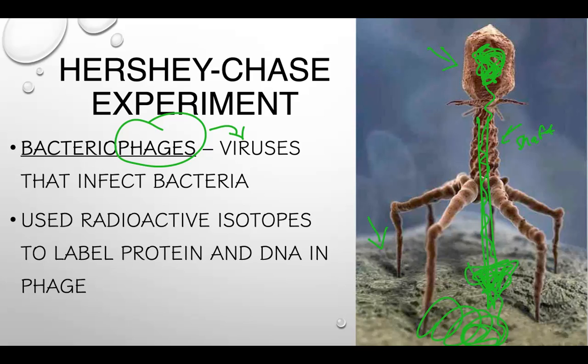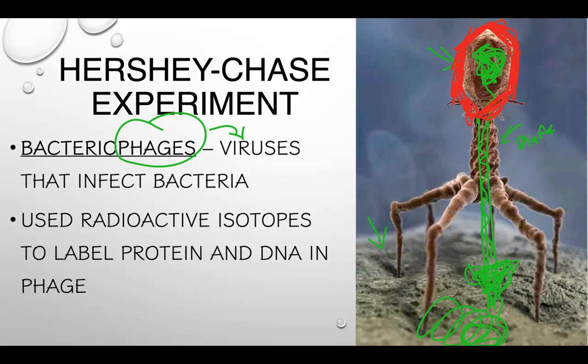Anyway, what Hershey and Chase did: now that I've labeled the DNA in green, I'm going to label the protein, the outer protein capsule, in red. They knew the structure of a bacteriophage. They knew that bacteriophages infect bacteria, but they didn't know whether it's protein from the virus or DNA from the virus that actually infects the bacteria. So they used radioactive isotopes to label the protein and the DNA. I've done it here in red and in green.